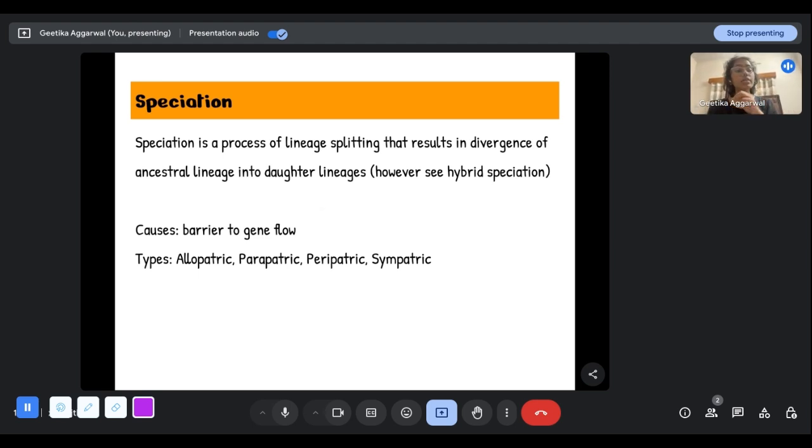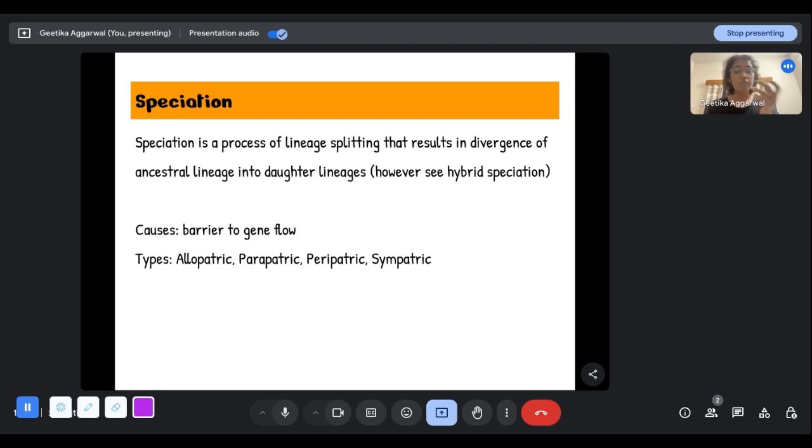For example, there is an ancestral species and certain events happen and the two populations give rise to two different species. That is what speciation is. So it's a process of lineage splitting that results in divergence of an ancestral lineage into daughter lineages. That is what speciation is.